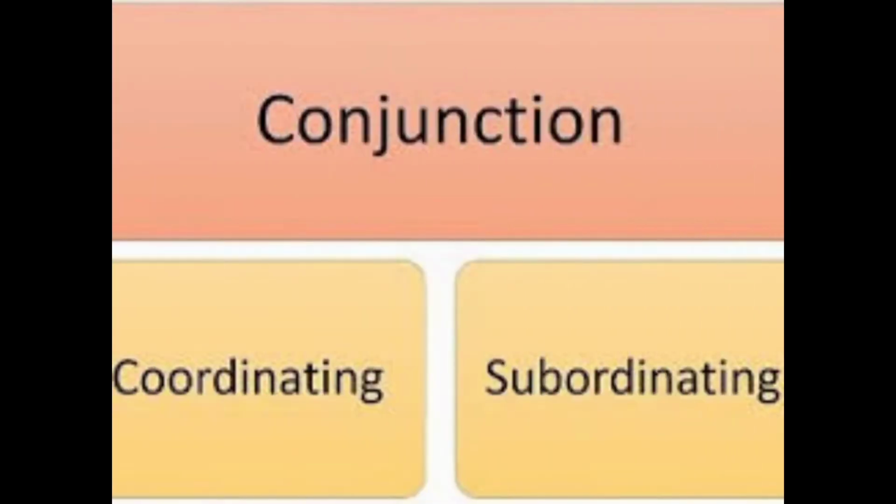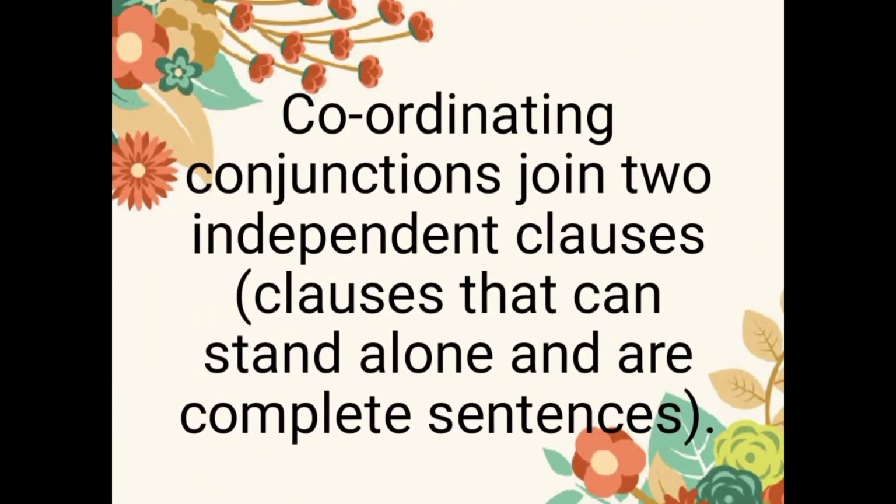Well, let's learn more. There are two main types of conjunctions. There are three actually, but for this lesson, we're treating two main types of conjunction, and that is the coordinating conjunction and the subordinating conjunction. The coordinating conjunction joins two independent clauses together.